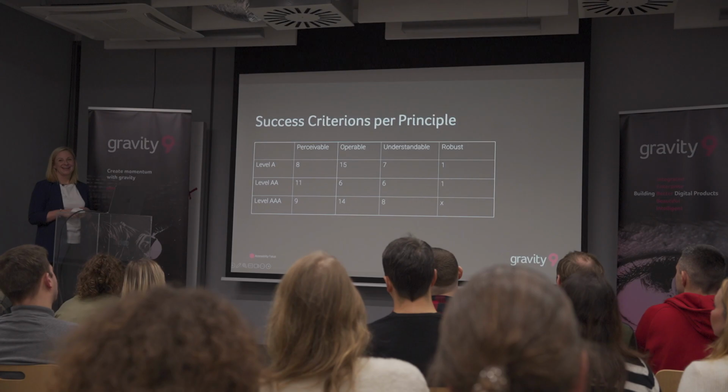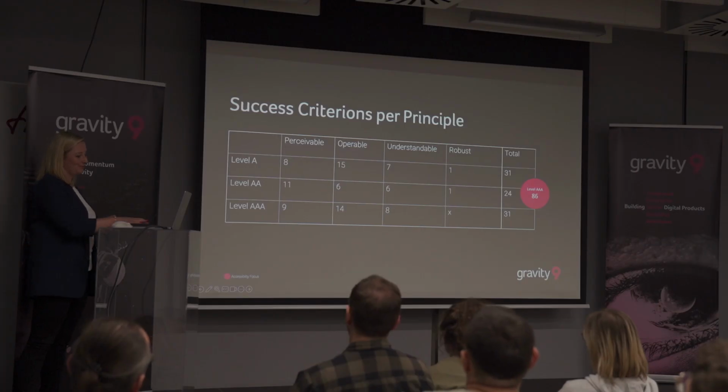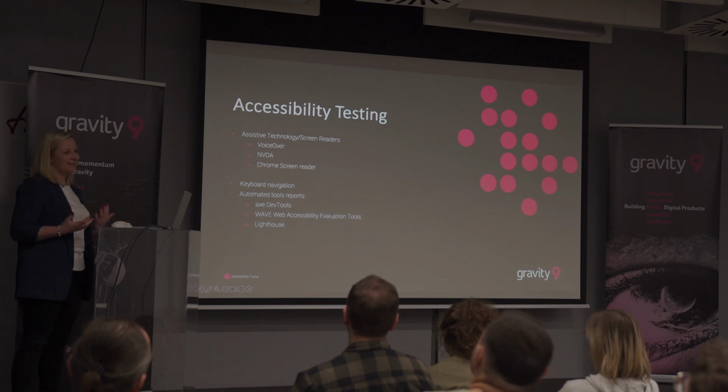I counted success criteria in every section, so you can see how many of them there are. And just for your information, to have the overview of the whole standard, there are 31 criteria to comply to level A. But if you want to comply to level AA, you have to fulfill 55 criteria. And for level AAA, there are 86 of them. It's a lot. And of course, it has to be tested.